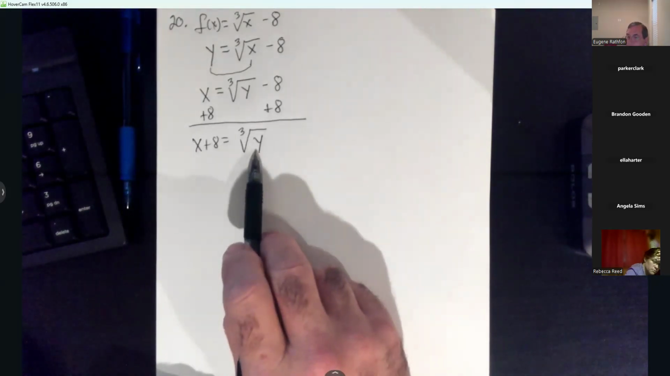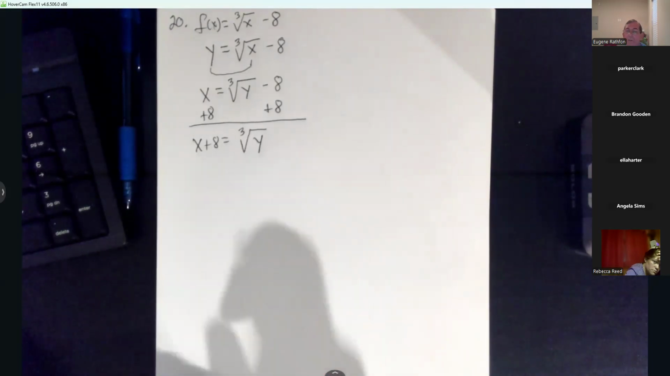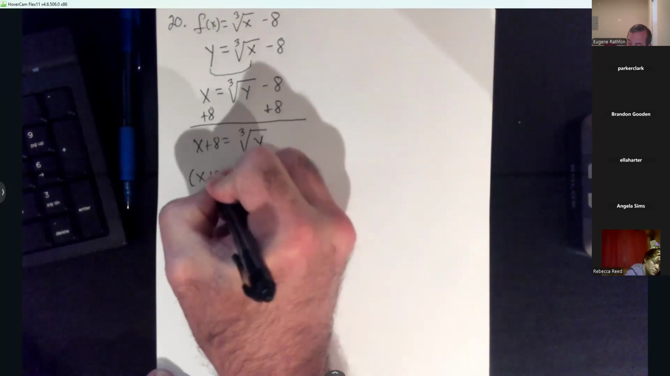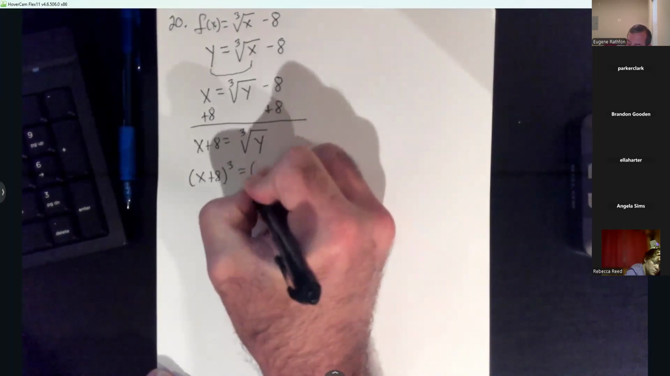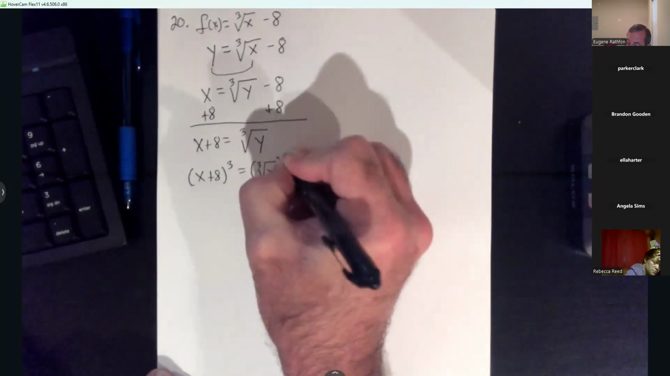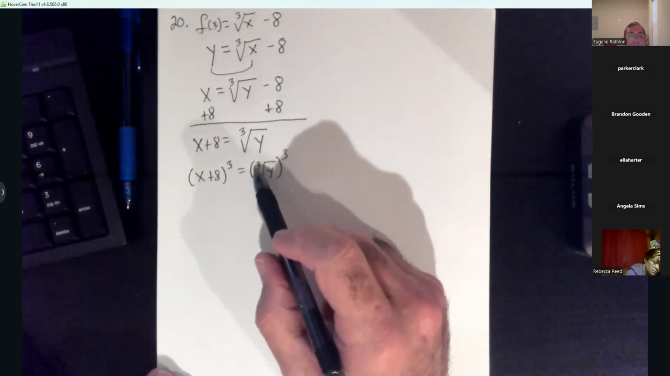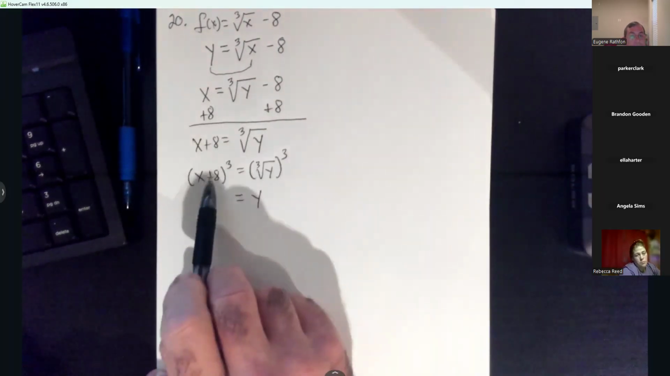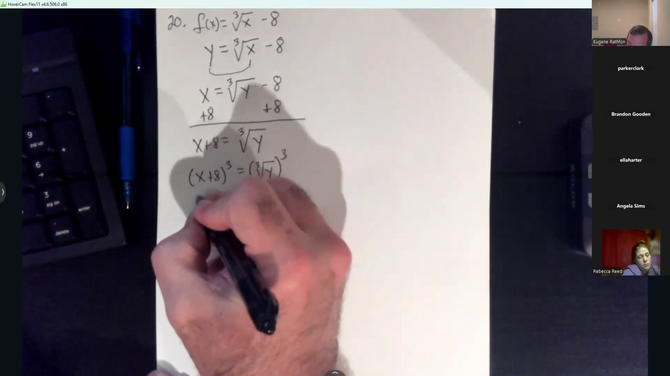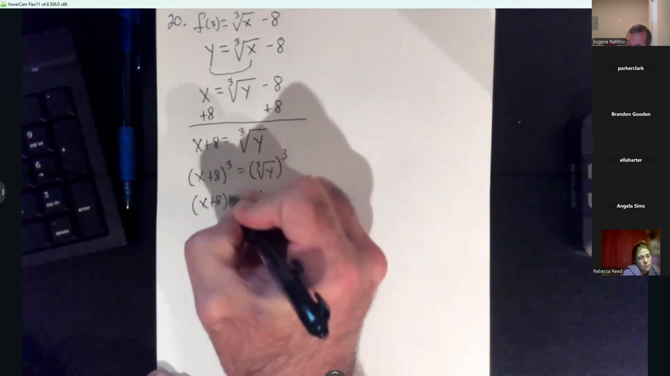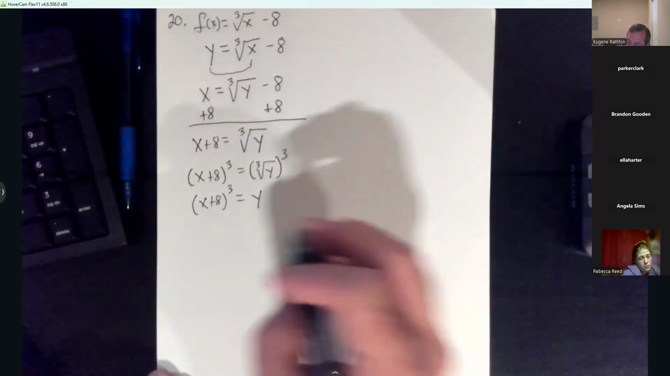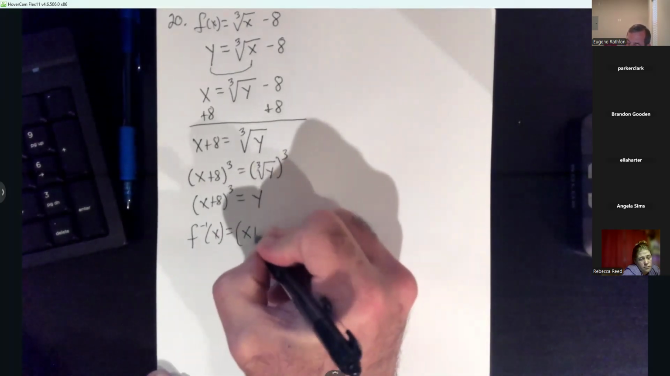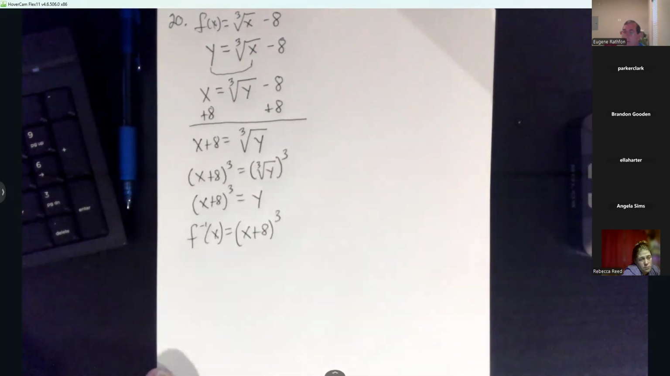Now, to get rid of this cube root, we're going to cube both sides. So we're going to cube the x plus 8. We're going to cube that cube root of y. So this cube root and that cube cancel, leaving me a y. I cannot do anything to that side, so it's going to stay at x plus 8 cubed. Now, the last step, MathLab will put that inverse notation, and then you'll have your x plus 8 cubed, okay?